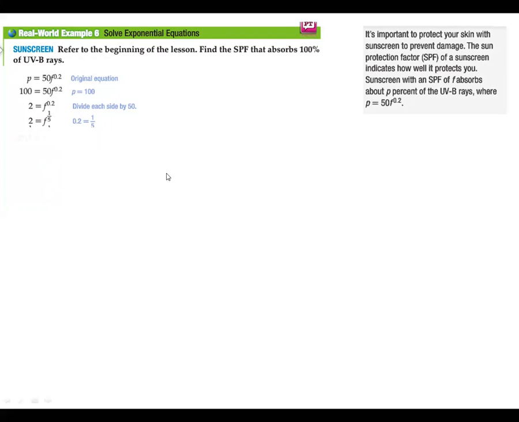Okay? Now, since 2 is understood to have an exponent of 1 on it, I can rewrite that by saying, well, 2 to the 5th power to the 1/5 power. That's the same as 2 to the 1, right? Because 5 times 1/5 is 5/5, which is 1. The reason I did that was so that I get each side raised to the 1/5 power. Okay? So 2 to the 5th has to equal F. So F equals 32.